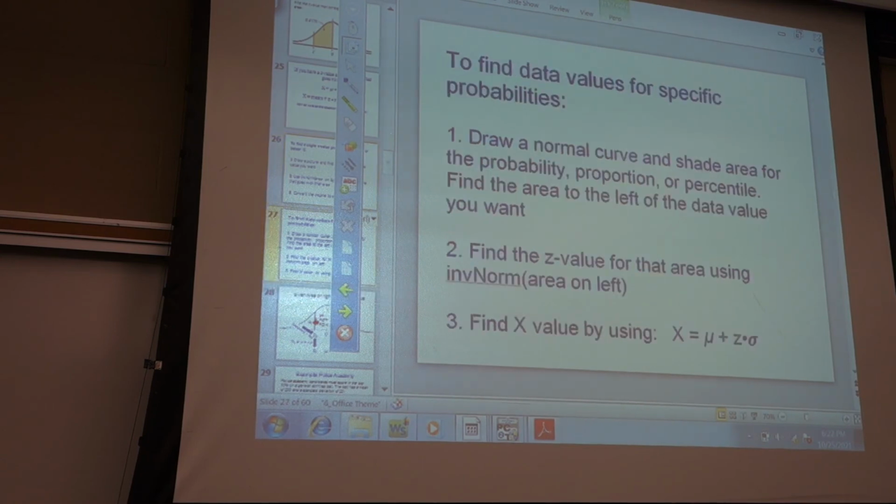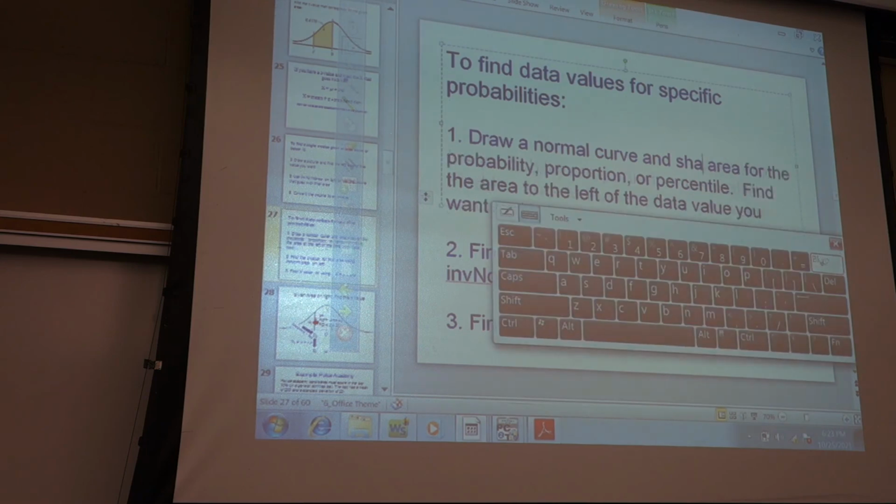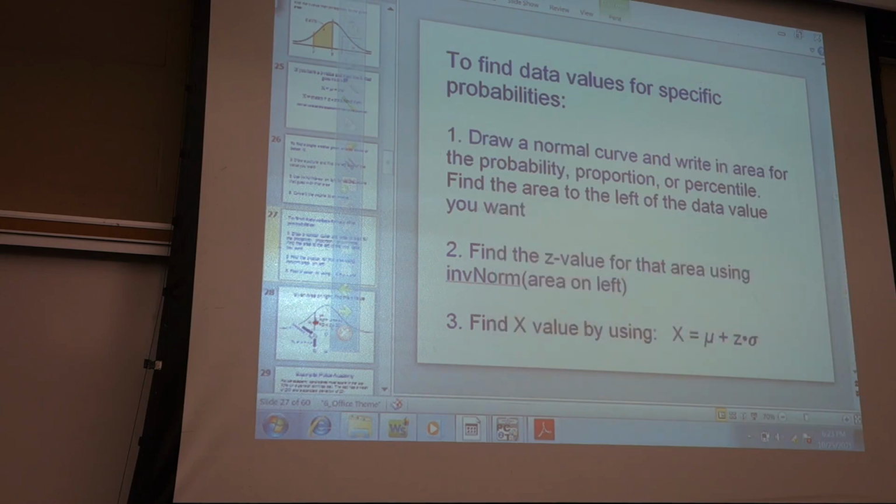Also, the very bottom of the next page, you think this is one, right? Drawing a normal curve. You do not need to shade the area. Let me rephrase that. You don't need to shade the area. Area for the probability, proportion or percentile. Find the area left of the data value. This is just saying the same thing in different words.